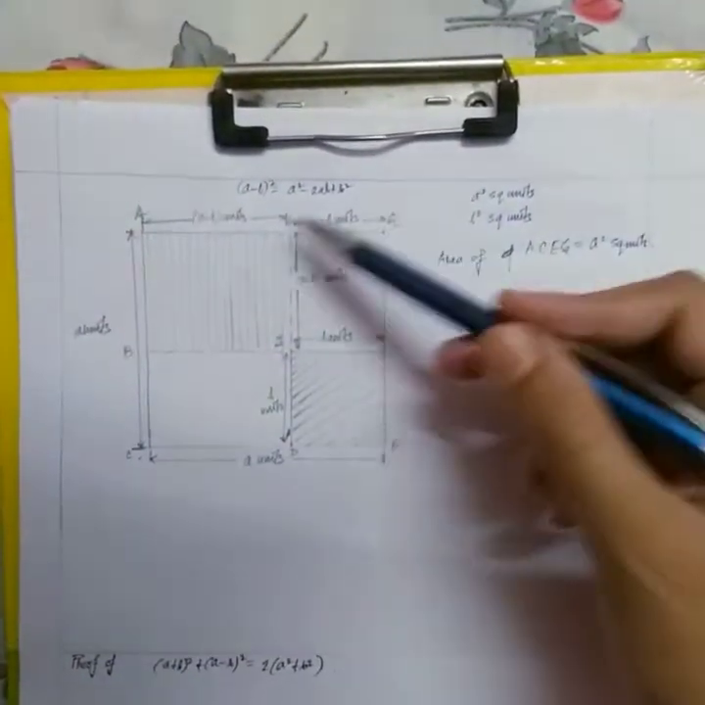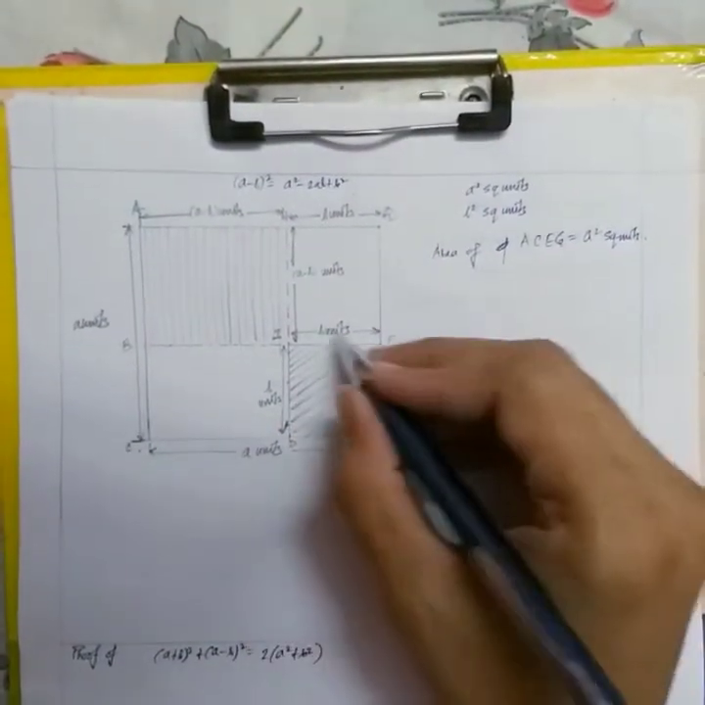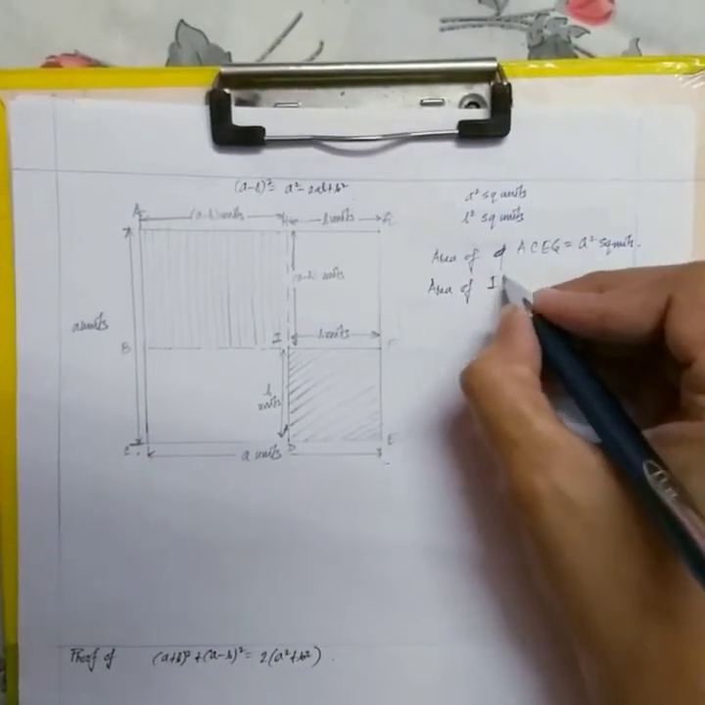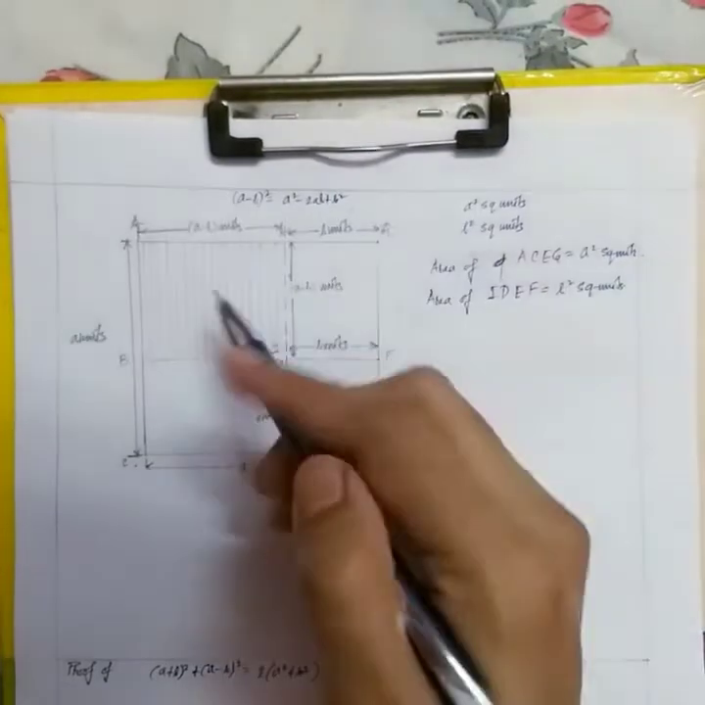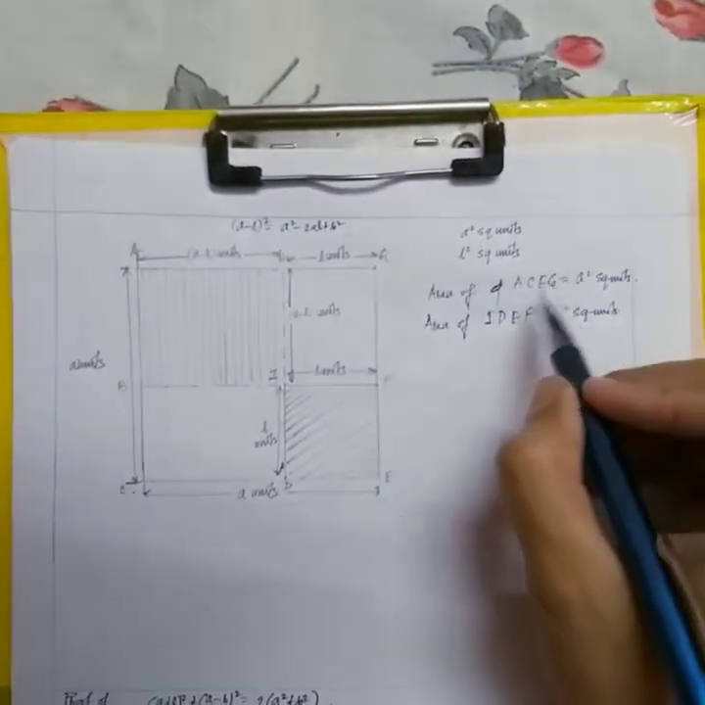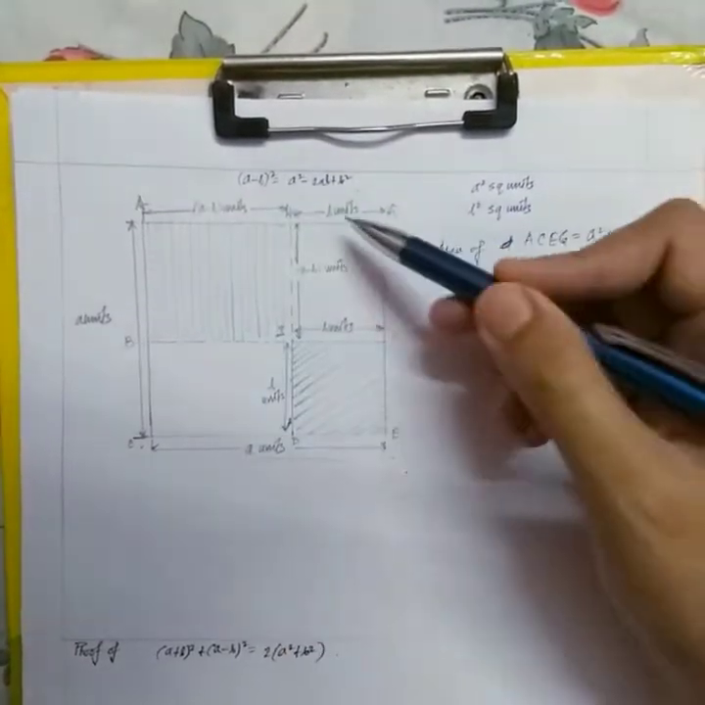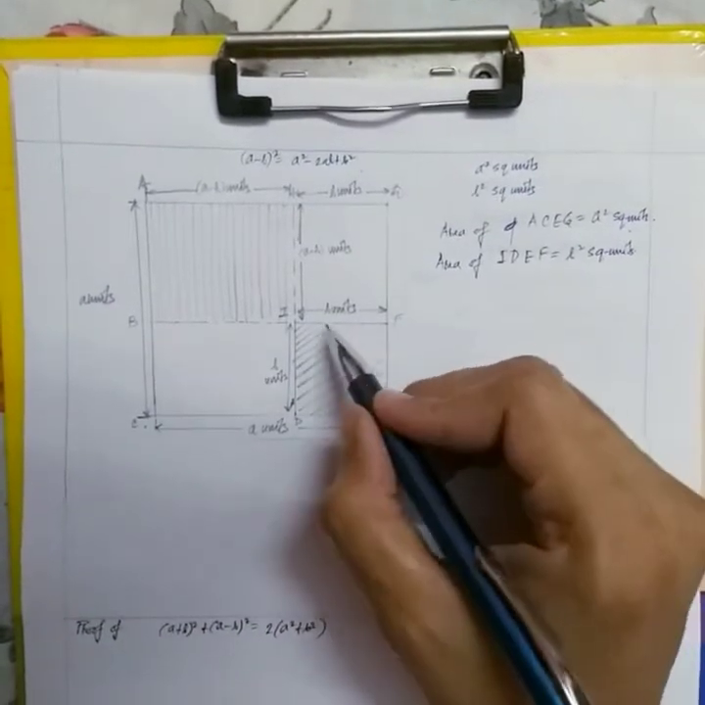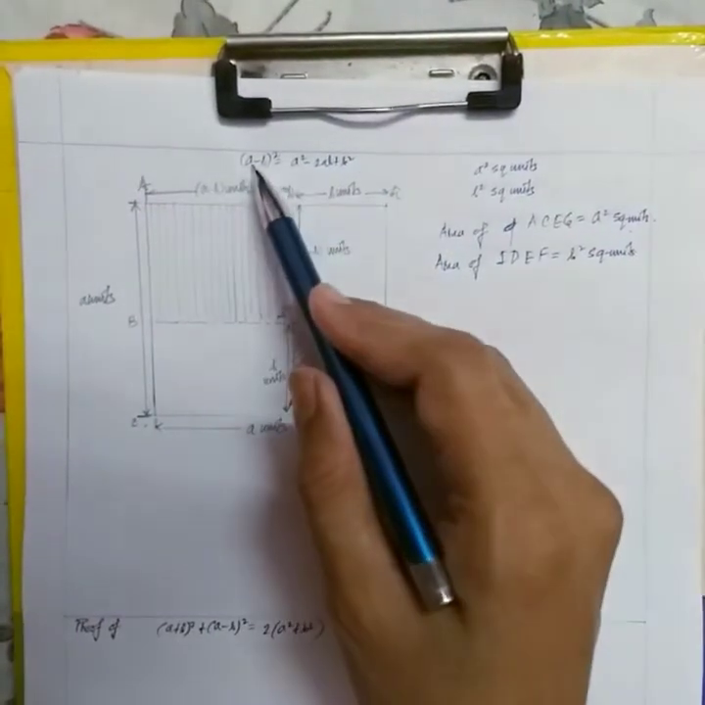Now inside this picture there is a small square inscribed, IDEF, which is also a square having each side measuring b units. So therefore we can write area of IDEF is equal to b square units. I hope the picture is clear to you. There is a big square ACEG of which each side measures a units, so its area should be a square units, and inside this big square there is a small square inscribed which is called IDEF, of which each side measures b units, so its area should be b square units.